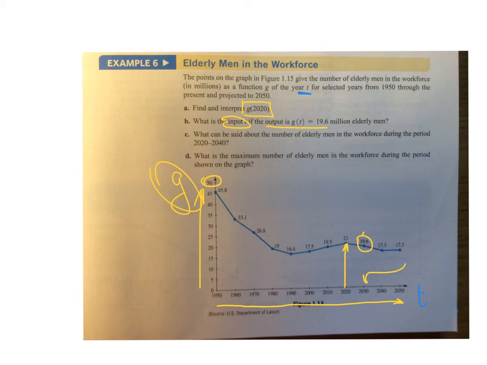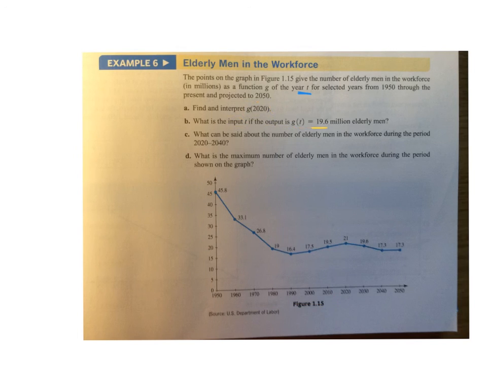All right, let me erase my mess here so we can go on to C and D without this being too confusing. So C, what can be said about the number of elderly men in the workforce during the period 2020 to 2040? Well, it looks like the number of people in the workforce is going down, right? Not substantially, but it is going down. So you could say that.